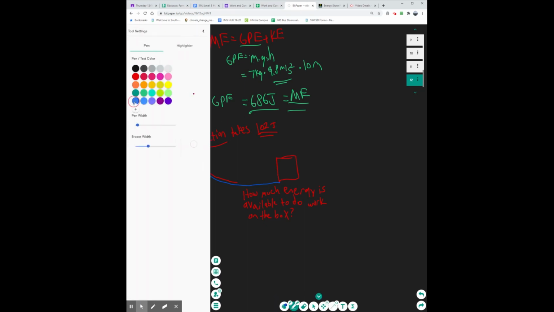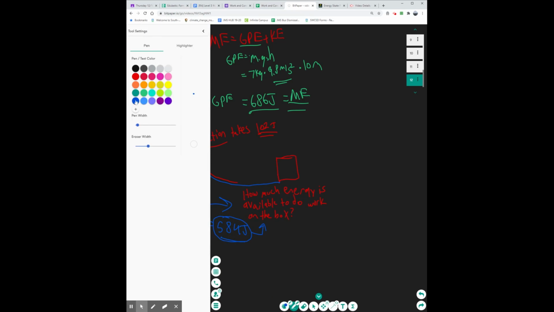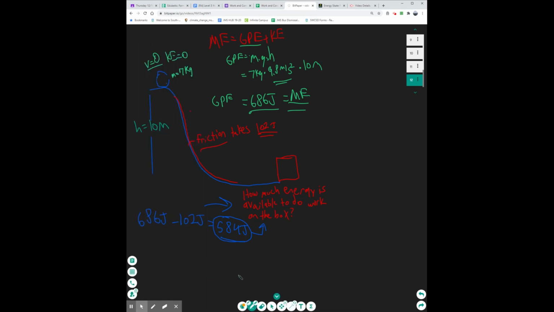So we now need to think about, okay, how much energy is left to do work here. It's going to be our total energy, 686 joules, minus our frictional subtraction, 102 joules, right? And that's going to end up with 584 joules of energy can do work on the box. So that's how much energy is going to be able to do work on the box, right? So now let's say that we've got that much work, okay? So we've got this energy to do work. So the energy that can do work is 584 joules.